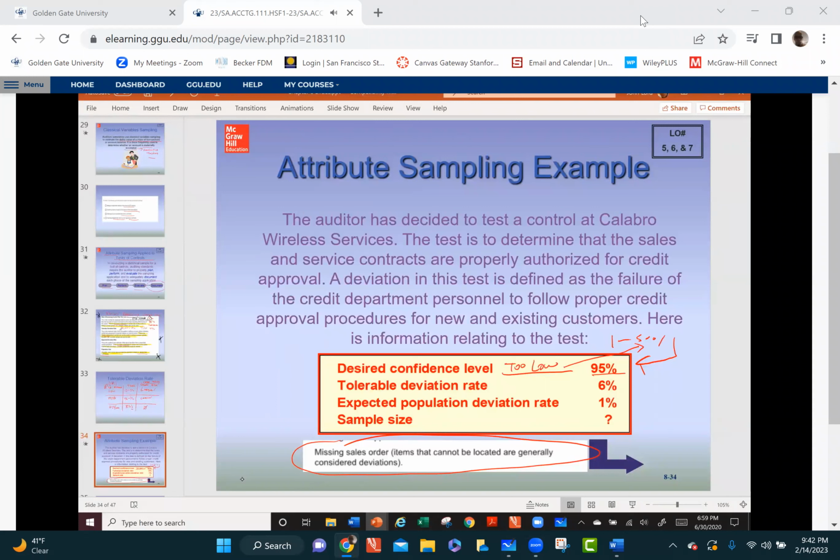Good, 1%, right? Okay, good. Okay, so that's how that works. So they complement each other. Okay, so we're going to see how these parameters affect sample size.